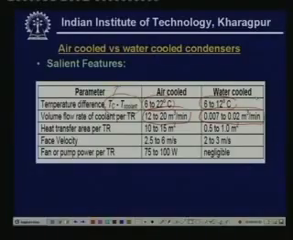As a result, the required volumetric flow rate of air will be much larger than that of the volumetric flow rate of water. Next important performance parameter is the heat transfer area per ton of refrigeration. You will find that in case of air cooled condenser, the heat transfer area per ton of refrigeration is about 10 to 15 meter square, whereas it is about 0.5 to 1 meter square in case of water cooled condenser. That means the required area is much larger in case of air cooled condenser compared to water cooled condenser.